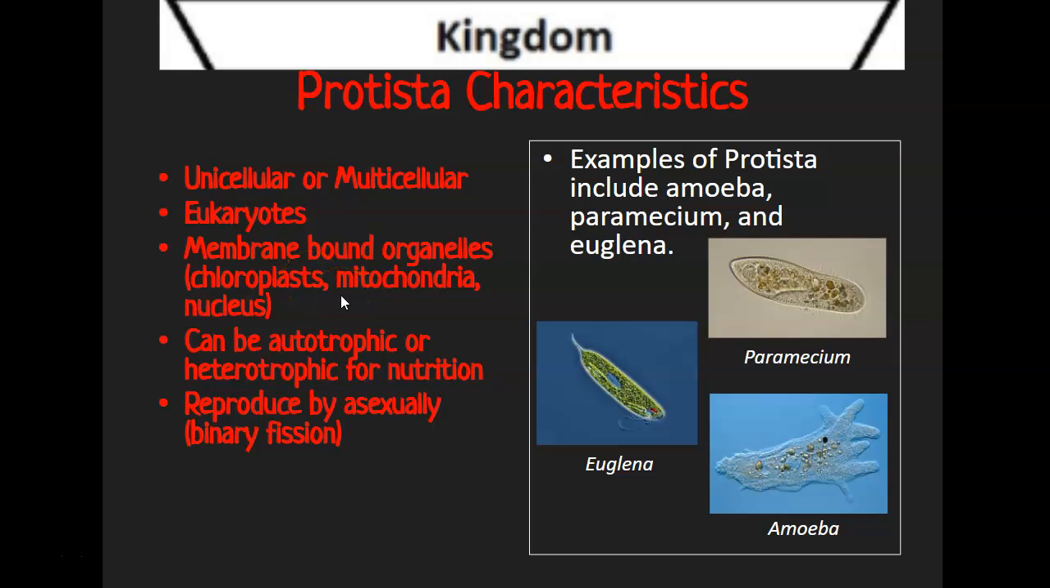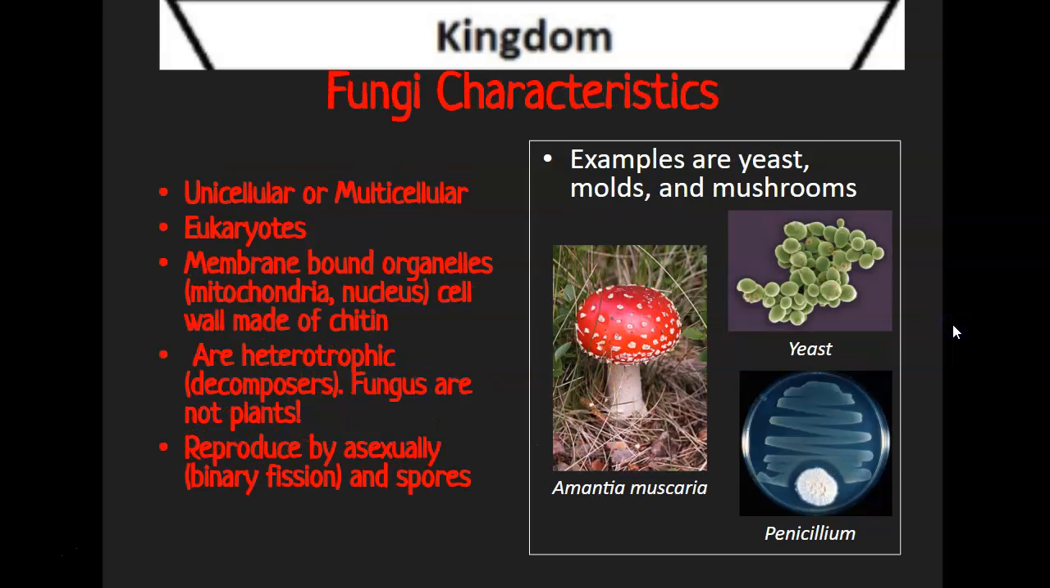So chloroplast, mitochondria, nucleus. So all the things that you have studied before in 7th grade. They can be autotrophic or heterotrophic for nutrition, and they reproduce asexually. So once again, they grow inside of themselves, multiply all of their organs, and then split, ultimately making clones of themselves.